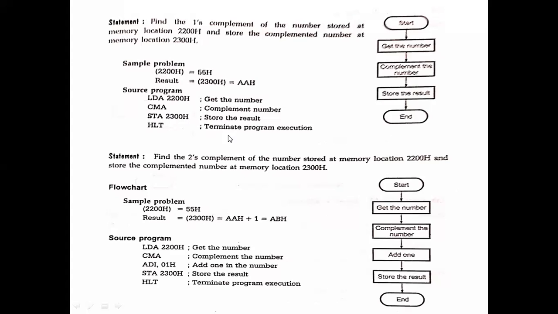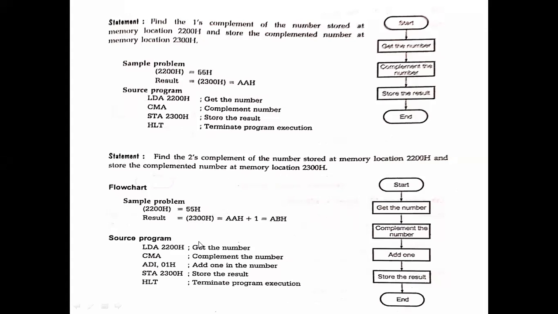Now, if you have to get the 2's complement of the number, and that number is available at the same memory location 2200, and after doing the 2's complement, you have to store the result at 2300. So this is, I'm talking about the second problem. So first of all, what we'll do, we will start the process, get the number, take the complement, then add 1, because we know that the 2's complement can be formed by taking first the 1's complement and then adding 01 to that. After adding 1, whatever we get will be the 2's complement. And after that, we will store the result and end the program.